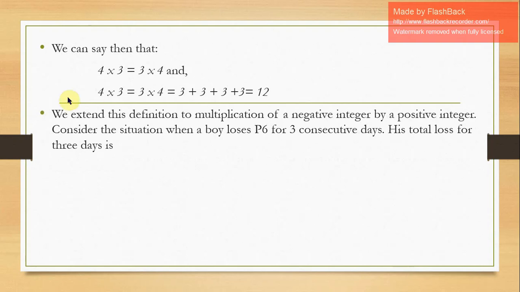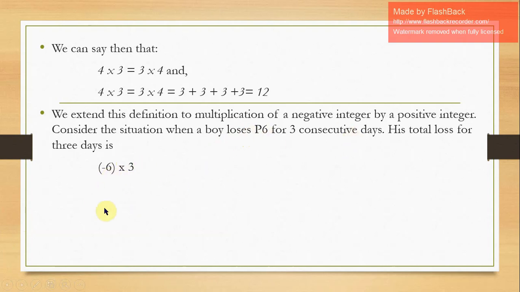Now, we have another situation here. Suppose a boy, let's name him Ayan, loses 6 pesos for 3 consecutive days. How much does Ayan lose for these 3 consecutive days? Putting it in a mathematical expression, that is negative 6 times 3. Why negative 6? Because the word is loses. You need to subtract that from the total money of Ayan.